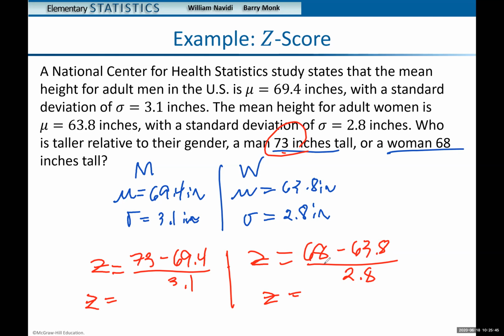What is 73 minus 69.4? Then divide it by 3.1. 1.16. And the other one? 1.5. Thank you. So copy that if you want to.